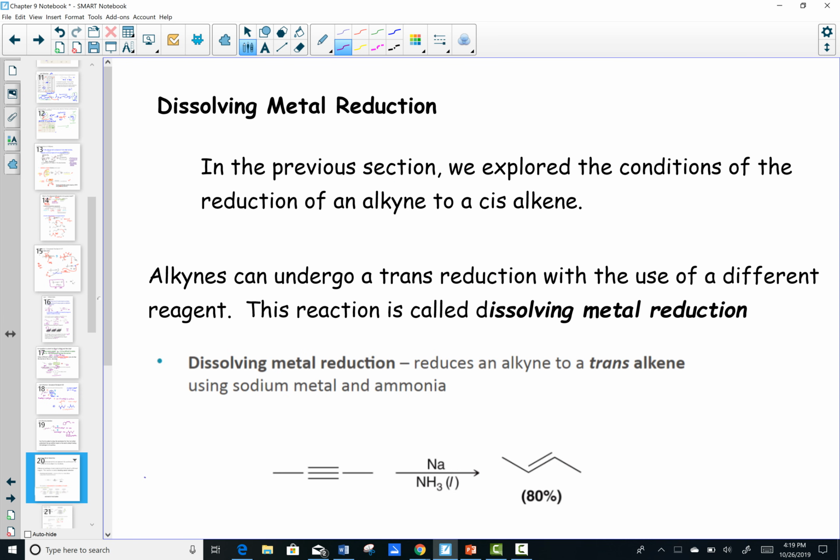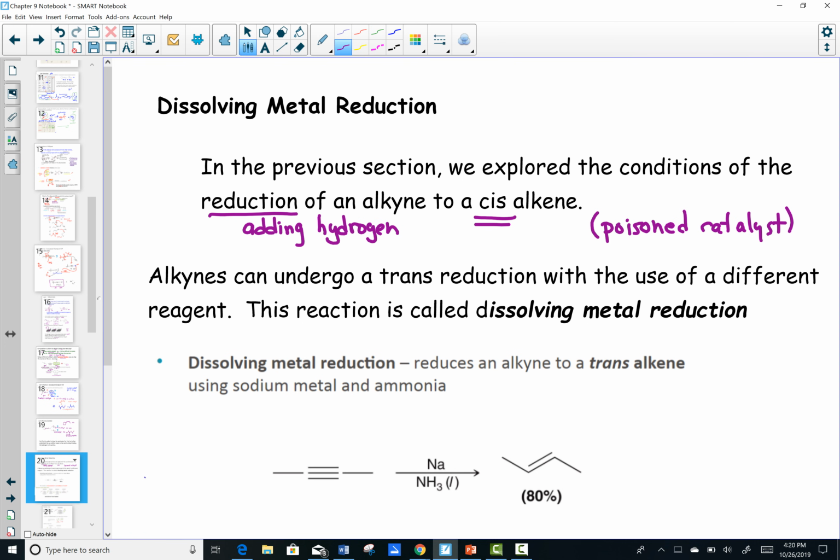Well, in our previous section, the one we just practiced, we explored those conditions of the reduction of alkyne to a cis alkene. Remember, the term reduction means adding hydrogen. The opposite is called oxidation, in which you add oxygen. So adding hydrogen is the process of reduction. And it was very specific to the cis configuration of the alkene. And just make yourself a note, it had to use a poisoned catalyst to do so, like a Lindlar's or a boron-based. And we could stop it at the cis configuration.